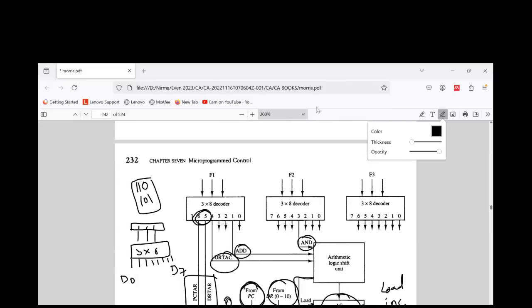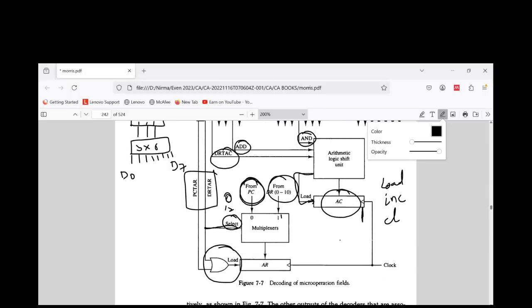So here this figure explains how to design the control logic for different registers. This is for AR, this is for AC. Two examples are given over here, and you see that similarly you can design the control unit for any of the registers that are included in the organization. I hope it is clear to you.